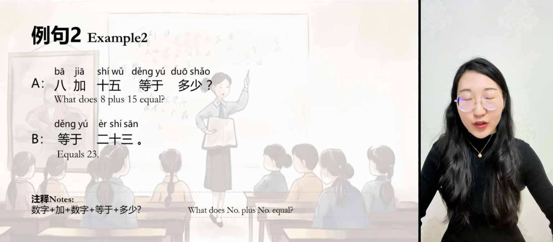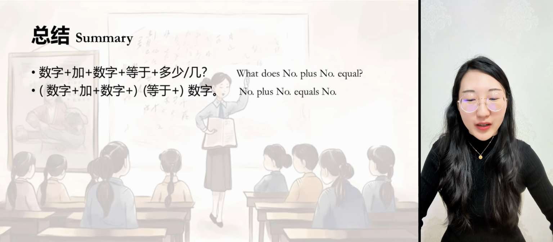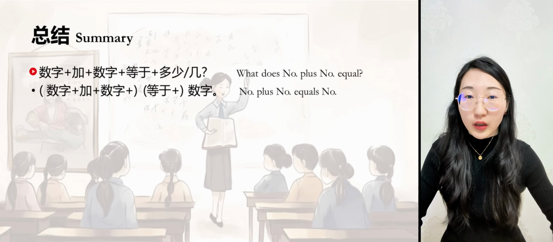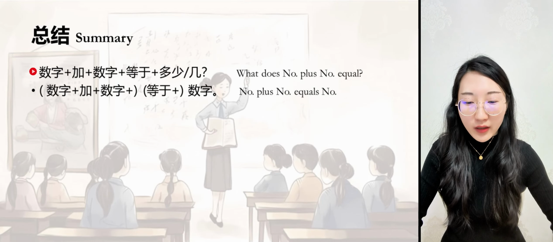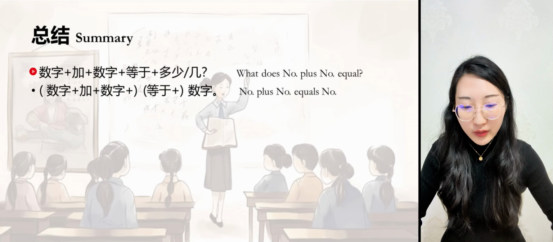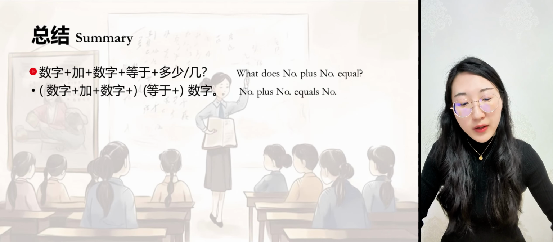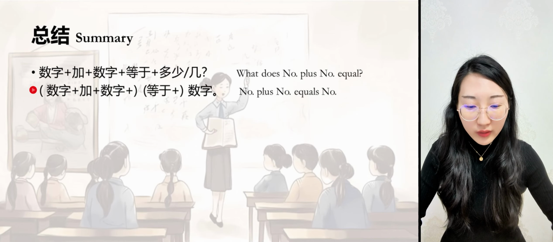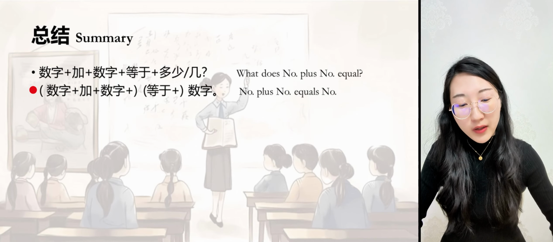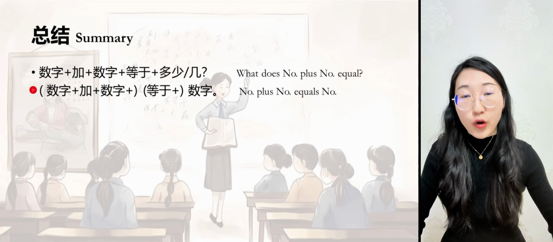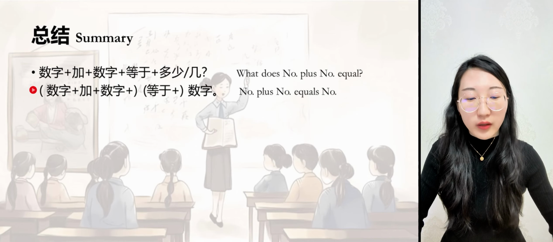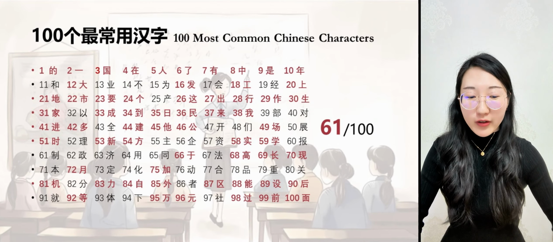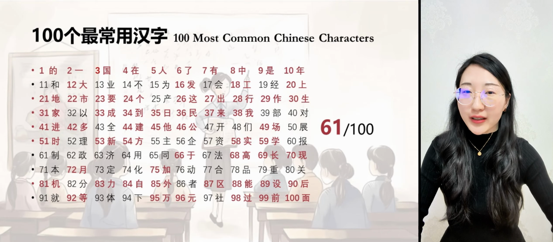Quite simple, right? So just to make a brief summary, the only sentence we learned today is 数字 number 加 plus 数字 number 等于 equal to 多少 or 几 how many. And together it's 数字加数字等于多少, what does one number plus another number equal? And the answer is in the same structure. 数字加数字等于数字, one number plus another number equals to the final number. Or you can just shorten it to 等于数字, equals the final number. Or 数字, the number. So until this class, we have learned 61 out of 100 most common Chinese characters.